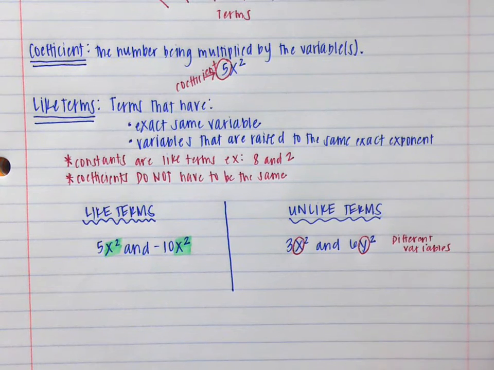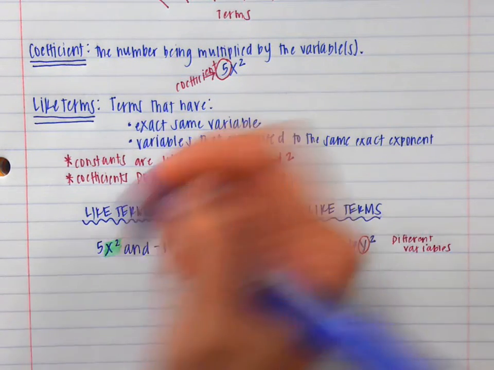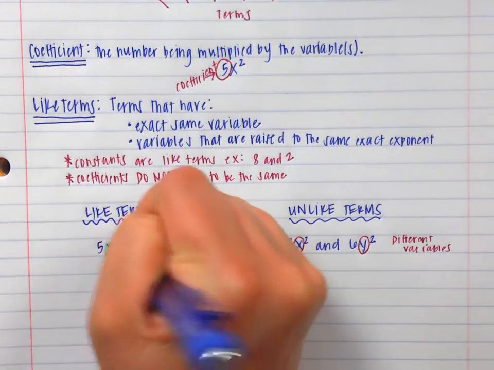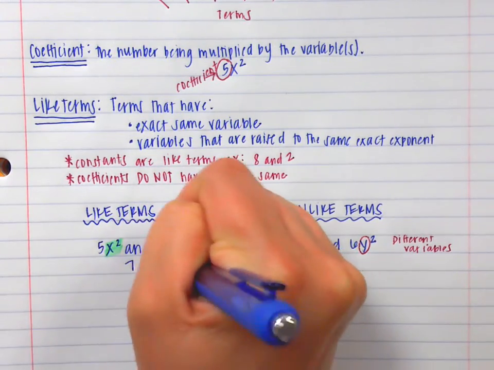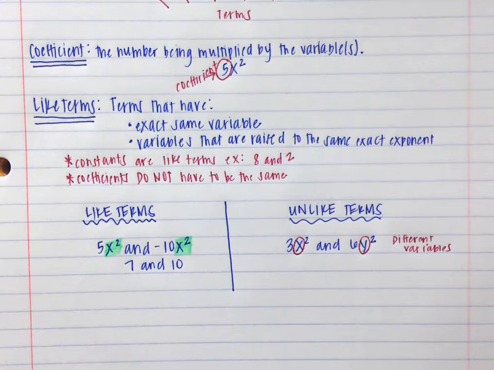Okay, let's try another example. So we talked already, constants are like terms. So 7 and 10 are like terms. I can combine them, I can add them, I can subtract them. That's what we're talking about when we're talking about combining like terms.